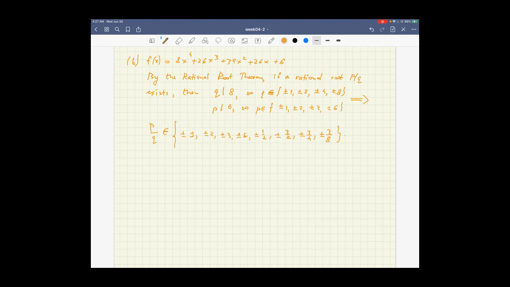This is a pretty long list, and there is no way to say if any of these numbers will work, and if any of them will work, which one would that be? So we have to keep on checking them one by one until we find such numbers. In fact, you can check that negative 1/2 and negative 3/4 work.